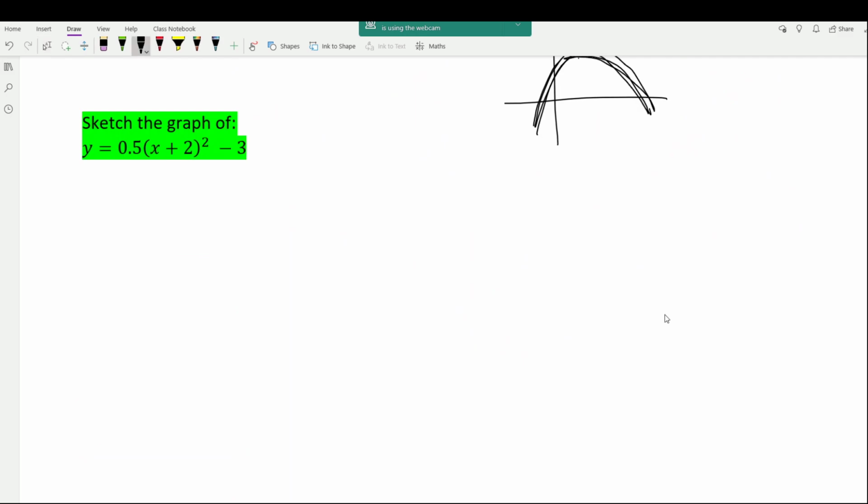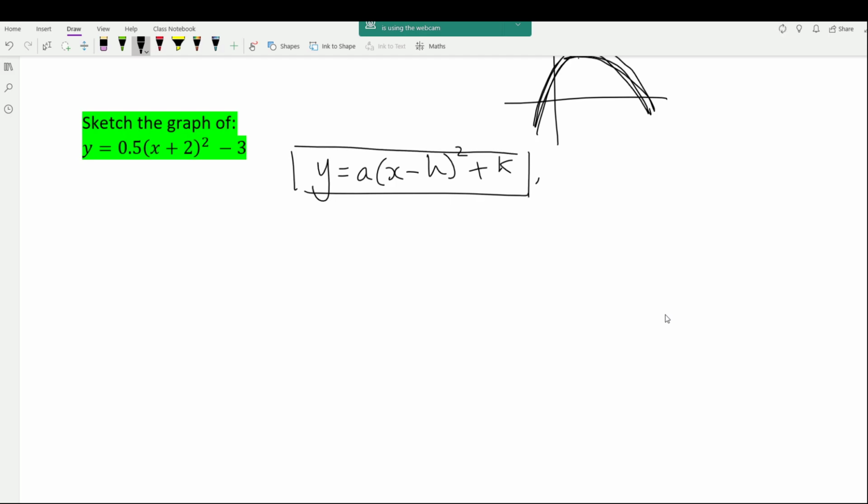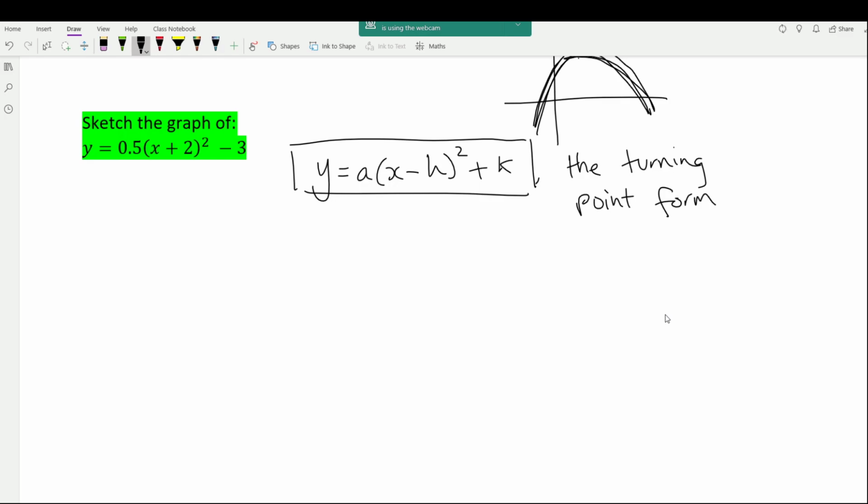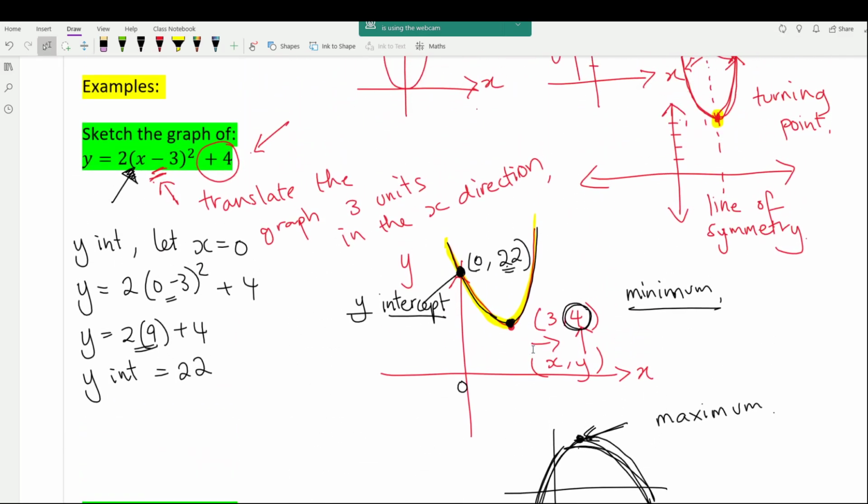Now, I'm going to mention this now. When we are sketching the graph in the form y equals a(x minus h) squared plus k, this equation is called the turning point form, because the turning point is at (h, k). Let's look back to our previous example. The equation tells you 3 and 4, so the turning point is (3, 4). This point here is (3, 4), which is the turning point.